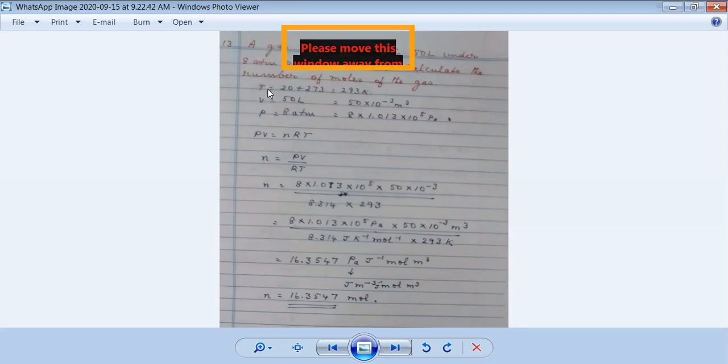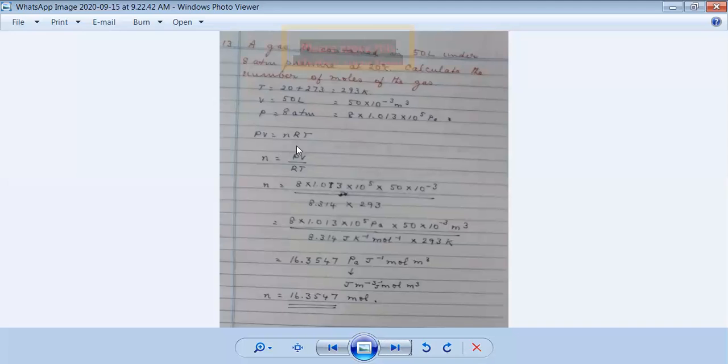First, you convert the temperature. So temperature is 293 Kelvin and the volume is 50 liter. As we have discussed in the previous problem, this 50 liter has to be converted into meter cube. So 50 into 10 power minus 3 meter cube. Pressure is 8 atmosphere. This pressure has to be converted into Pascal because Pascal is joule per meter cube. So 8 into 1.013 into 10 power 5 Pascal.